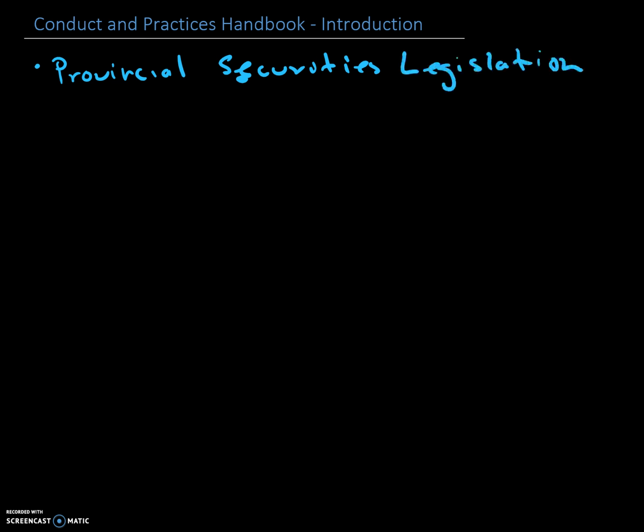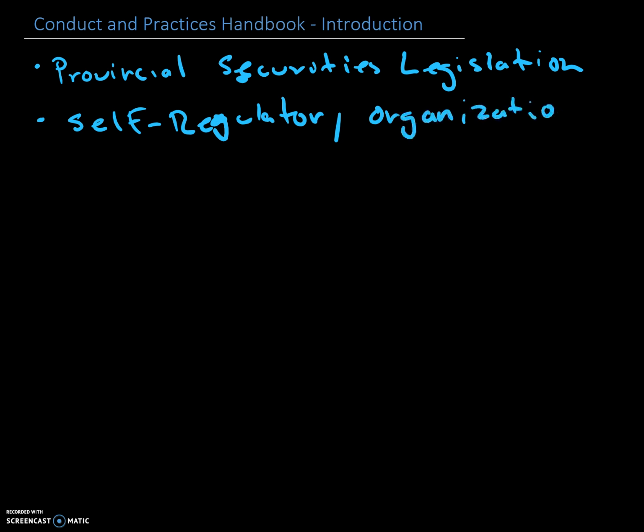There's a total of 10 chapters in the CPH Handbook by the Canadian Securities Institute, and this is really going to outline the provincial securities legislation, and also what are referred to as self-regulatory organizations. Abbreviation, these are called SROs.